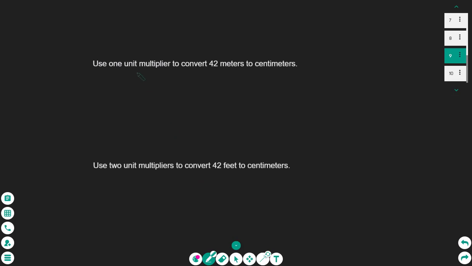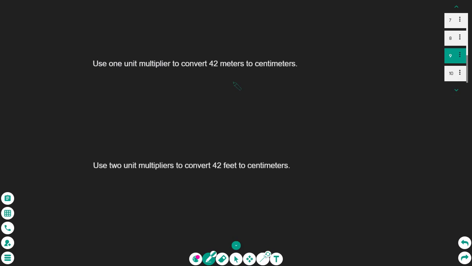Why don't you try this one on your own, and then we'll try it together. All right, so you may have been hung up a little bit on this one because of the units being used. They have meters to centimeters. So now you need to remember some of your old measurements. How many centimeters are in a meter?